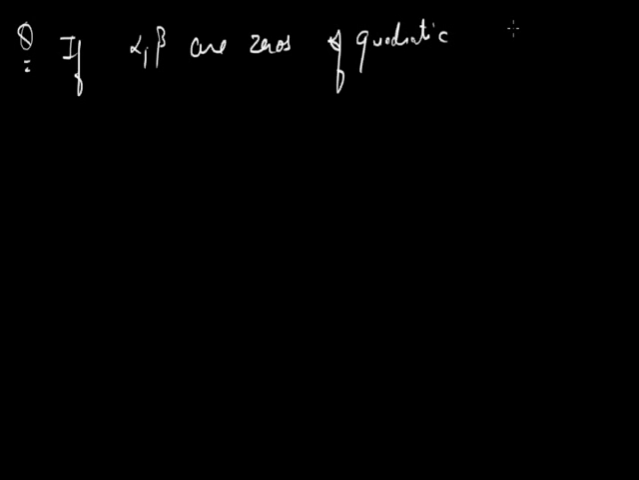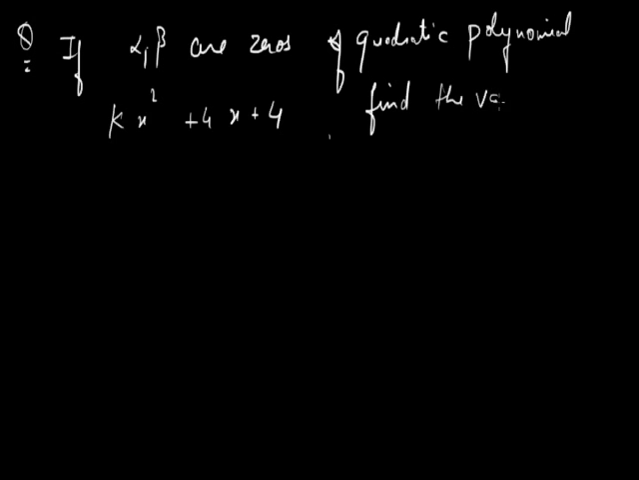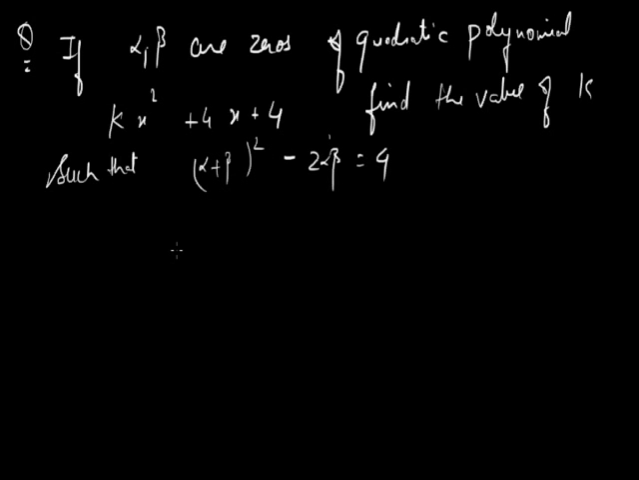Now next problem. If alpha and beta are zeros of the quadratic polynomial kx square plus 4x plus 4, find the value of k such that alpha plus beta whole square minus 2 alpha beta is 24.